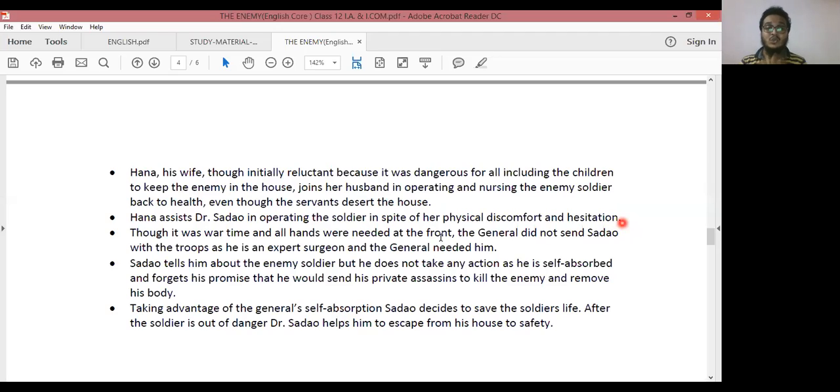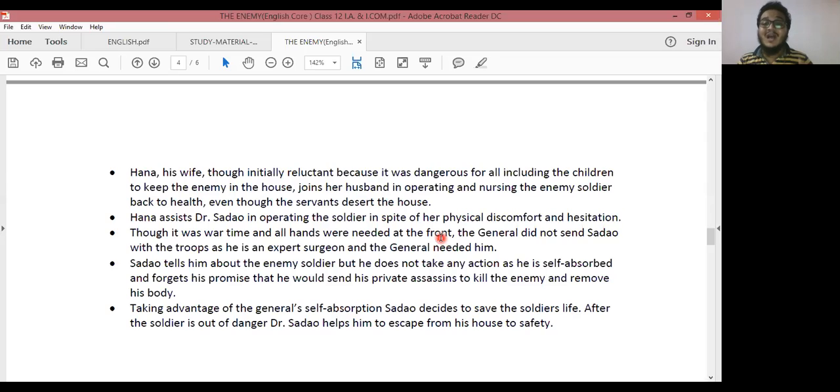Okay, so try to understand. Though it was wartime and all hands were needed at the front, all hands refers to all the immediate requirements that will be needed. Okay, at the front means this man. Who is this man here? That is Dr. Sadao. Dr. Sadao was not sent outside of Japan or outside where he was living, because the general might need a doctor at any time. That's why the general was only trusting whom? Dr. Sadao. And Dr. Sadao was a specialist in surgery and medicine. At the same time, he was doing research. He was a research scientist. And what was he doing?